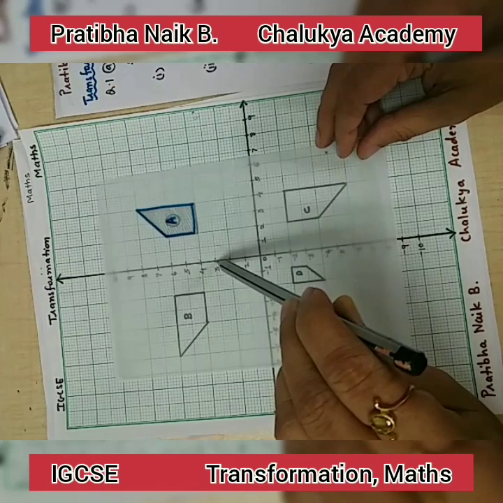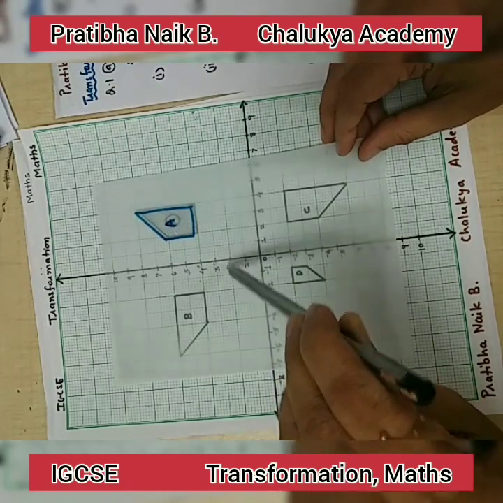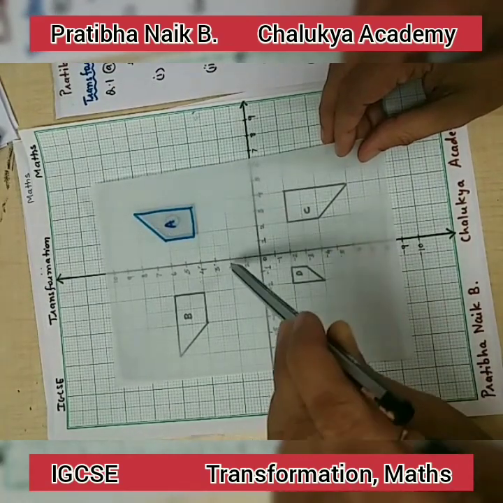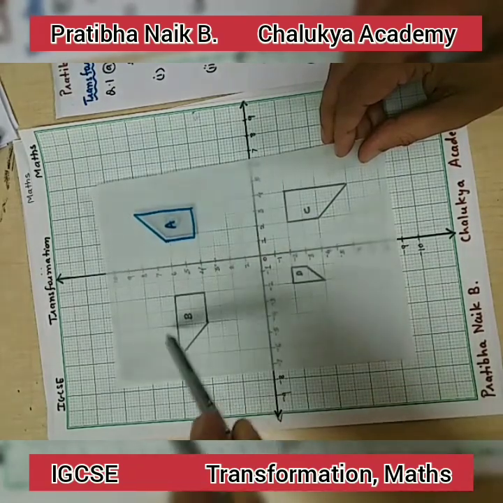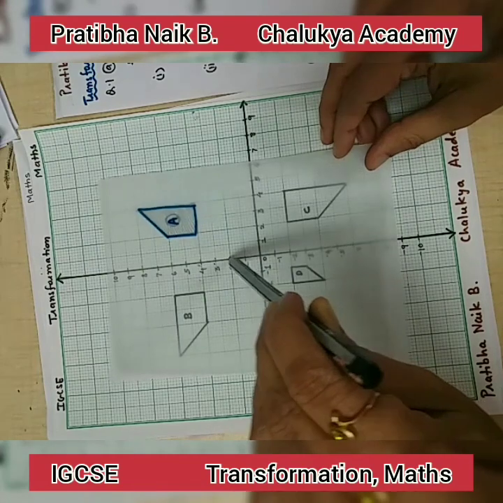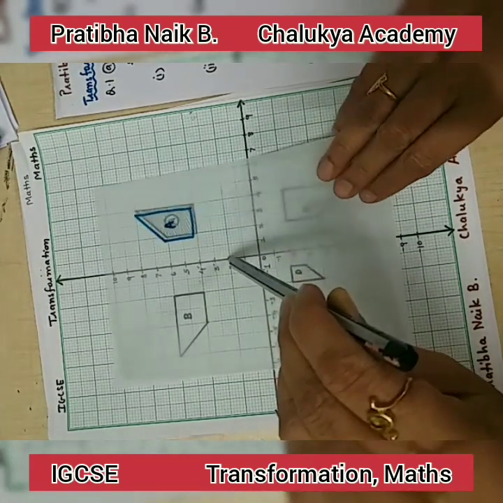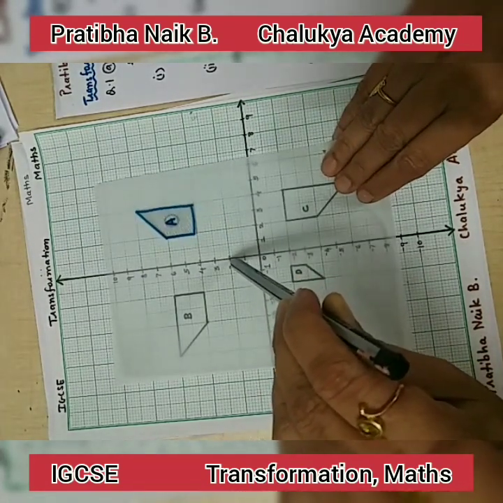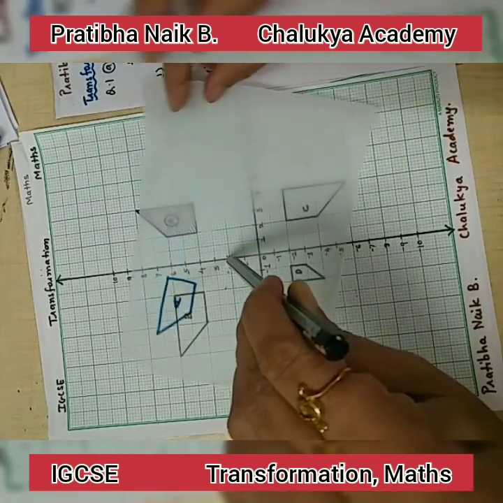Let's go for this. We are not moving this side, because by taking 3 we are coming closer to the image, or closer to the shape B. So let's go along the y-axis downward. So now I am moving this.